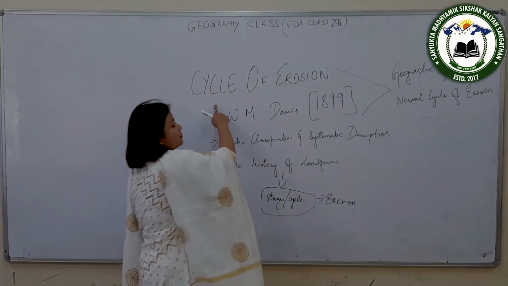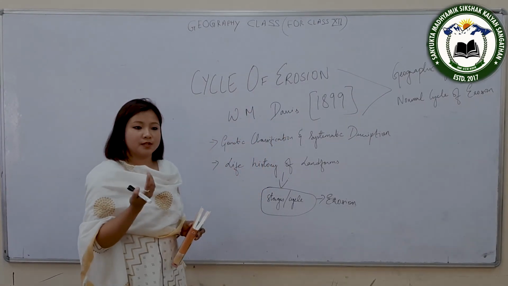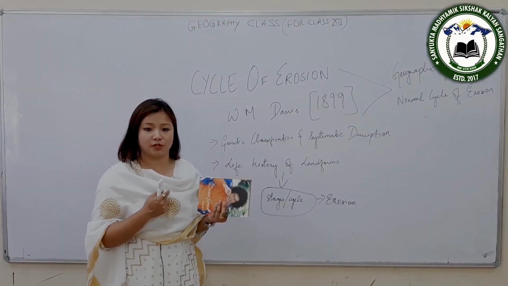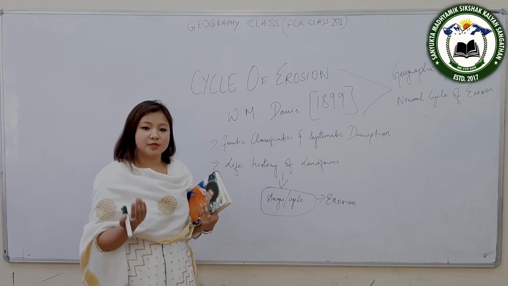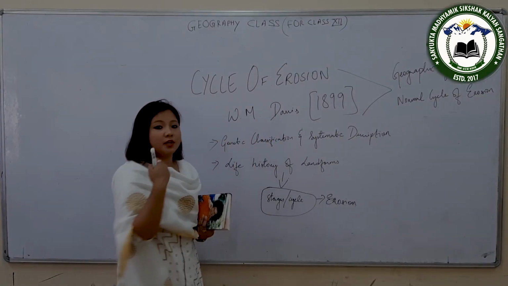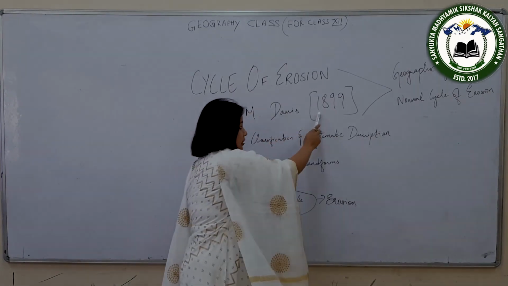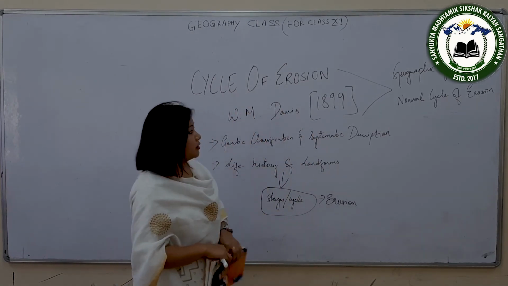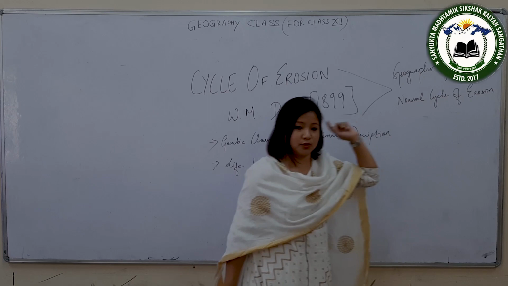Now coming to the concept of cycle of erosion by W.M. Davis. William Morris Davis was an American geomorphologist and he has contributed a lot in the field of geomorphology. He has developed several concepts like slope analysis, landform development, etc. William Morris Davis was the first one to introduce the concept of cycle of erosion in the year 1899. His cycle of erosion is also termed as geographic cycle of erosion and normal cycle of erosion.